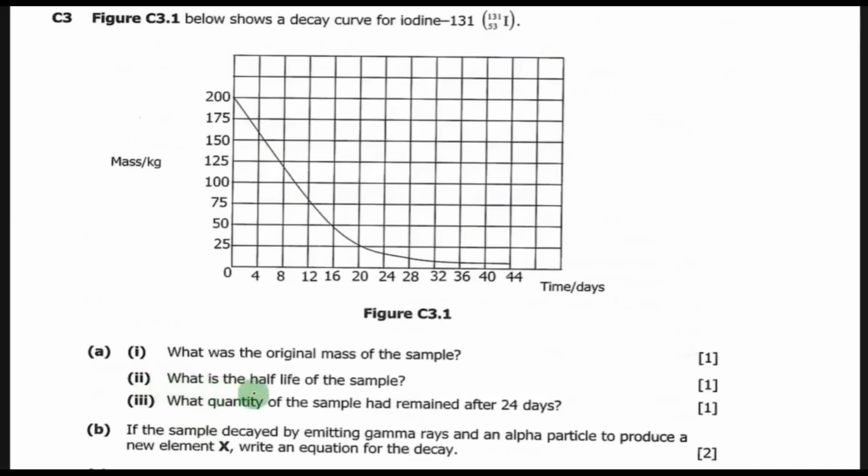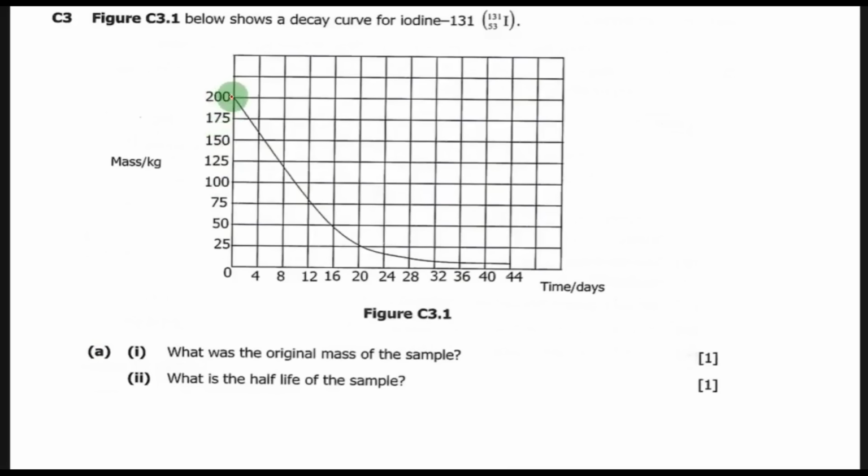Part 2, what is the half-life of the sample? So half-life, as we stated earlier, is the time taken for half of the amount of a radioactive substance to decay. So if original amount is 200, then for it to reach half of that, the time that must occur is called half-life. So from here to here, this is where you determine the half-life.